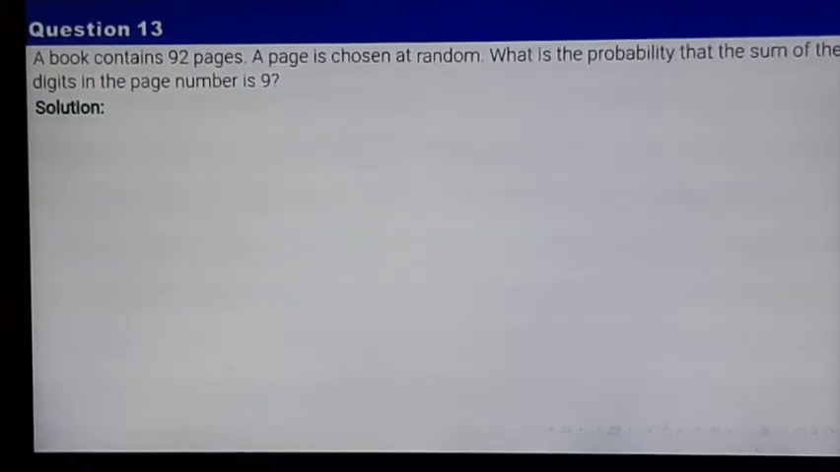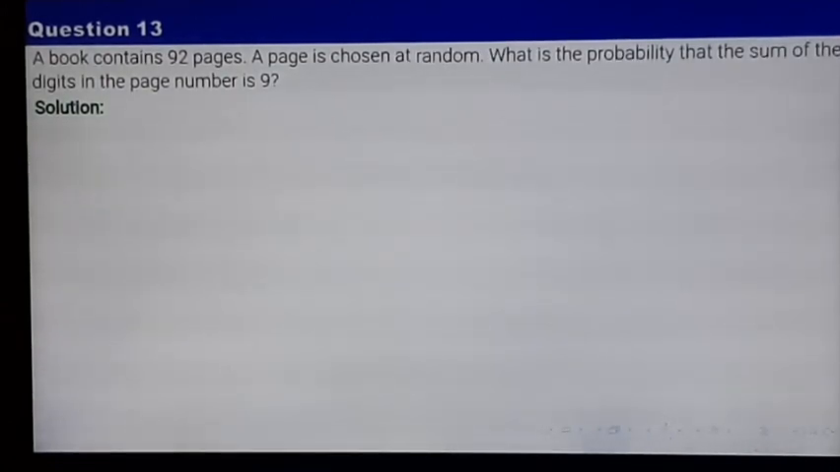Okay, so let's begin with question number 13. A book contains 92 pages. A page is chosen at random. What is the probability that the sum of the digits in the page number is going to be 9?